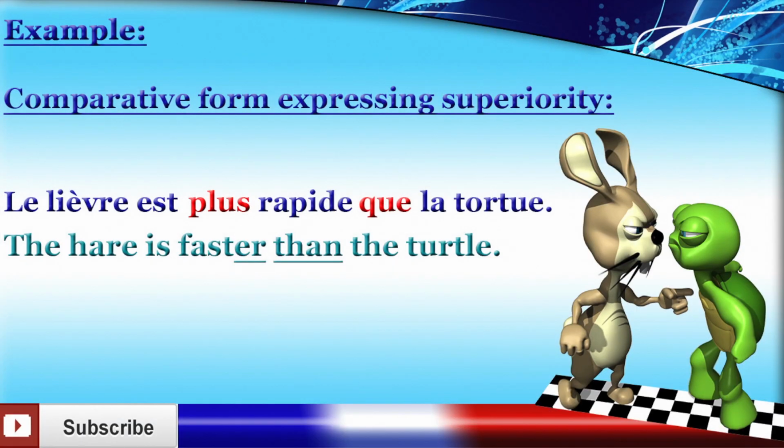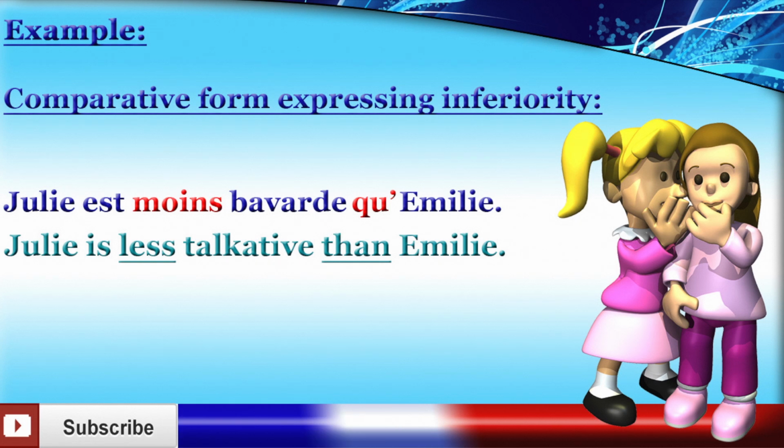So here's an example of the comparative expressing superiority. Le lièvre est plus rapide que la tortue. The hare is faster than the turtle. Here is an example of the comparative expressing inferiority. Julie est moins bavarde qu'Emily. Julie is less talkative than Emily.